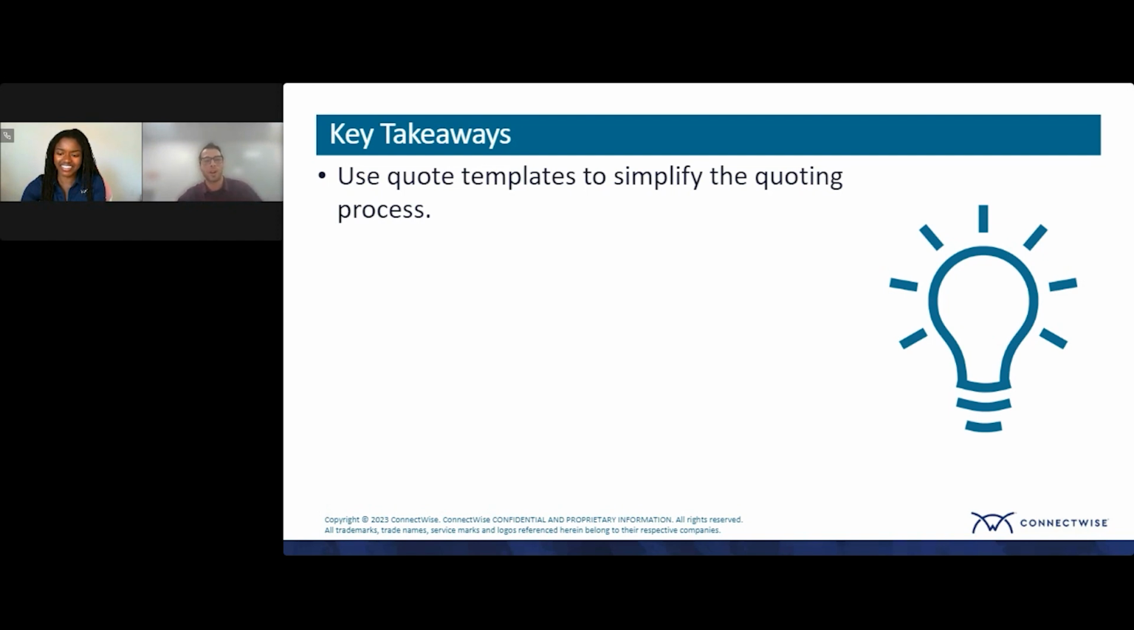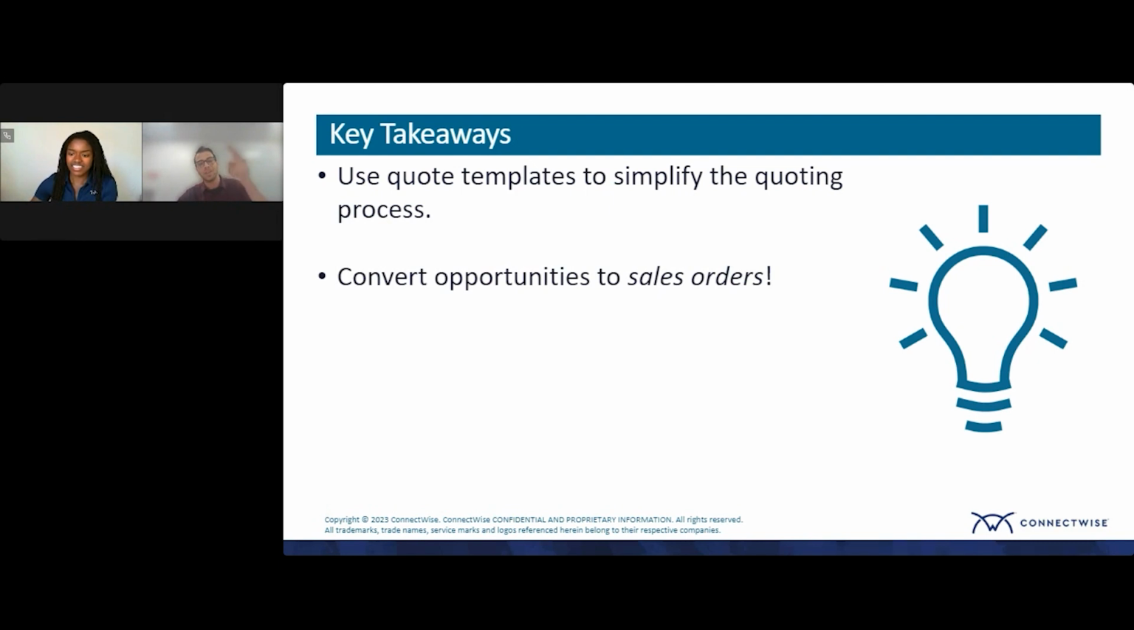I just wanted to go over a couple of key takeaways. Number one, we're using quotes to simplify the quoting process. It may seem like we're adding a step if you don't use the quoting process to the full extent like we detailed out, but it's really saving a lot of time on the back end of that process, right? We're adding information to our opportunity. We're passing it to CPQ, and then we're passing it back to PSA to really get into the fun stuff. We're converting opportunities to what? To sales orders. That's right.